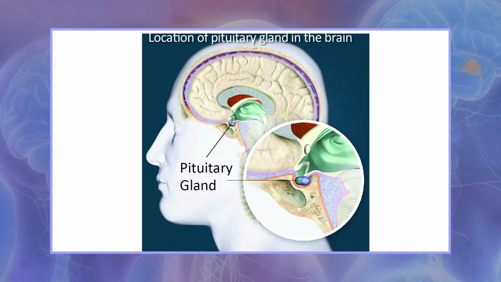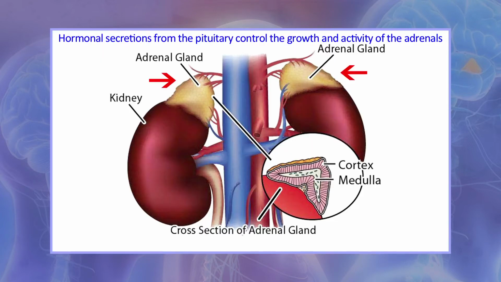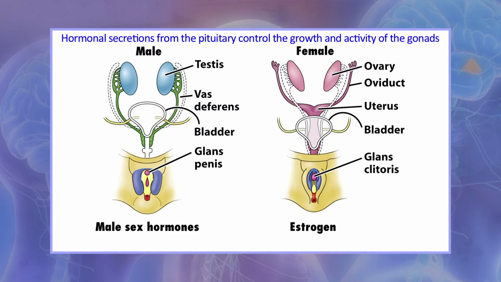The pituitary gland usually has been thought of as the master gland because its hormonal secretions control the growth and activity of three other endocrine glands that include the thyroid, the adrenals, and the gonads.